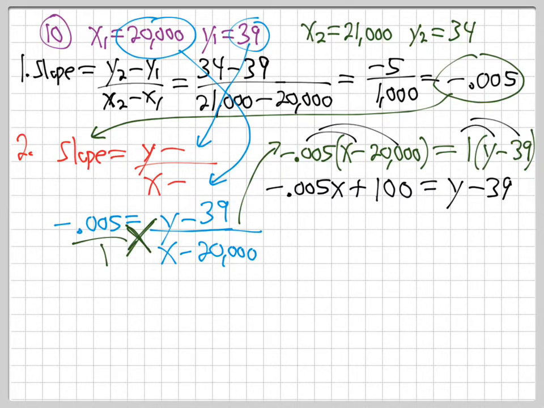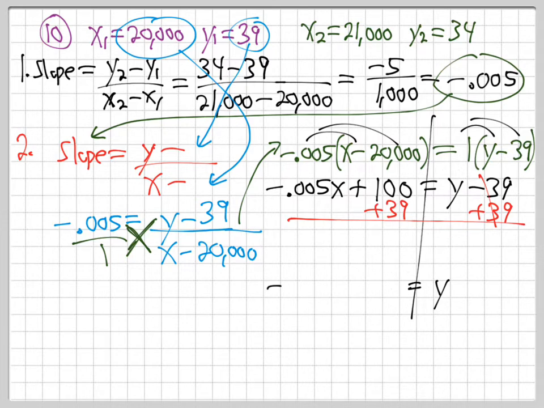Is that good to there? And then at the end, y is always saying, I want to be alone. So what do we do? Add the 39. So y is alone. What is it? Minus 0.005x plus 139. There it is.